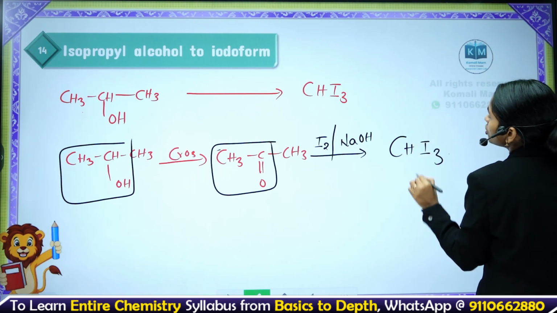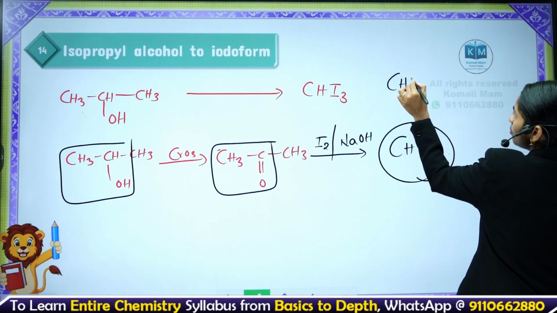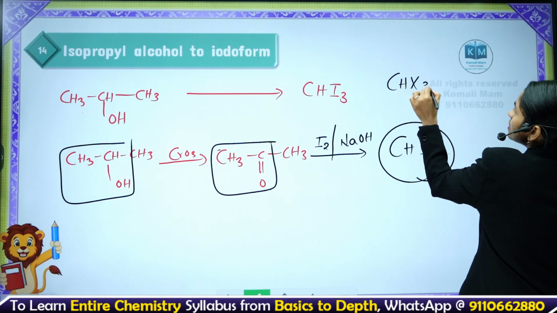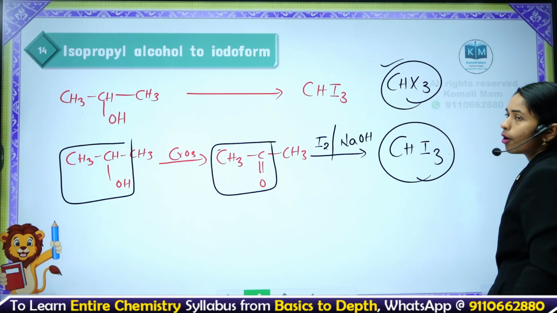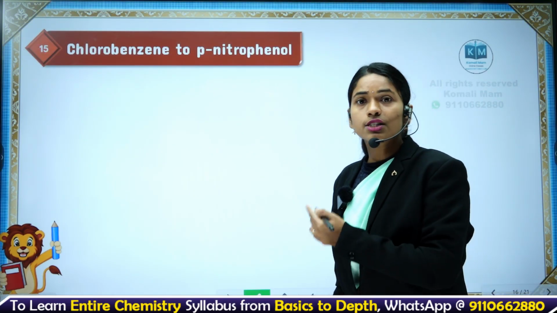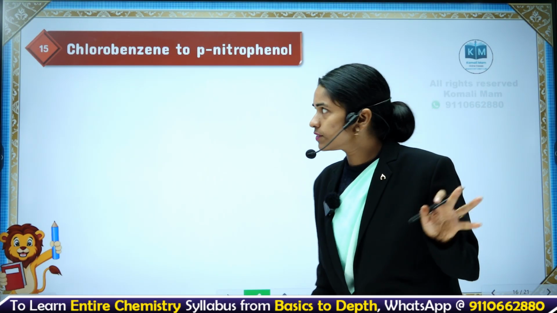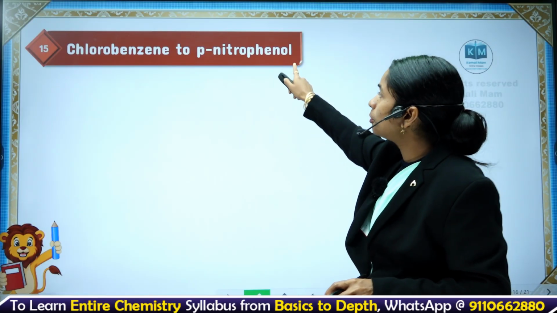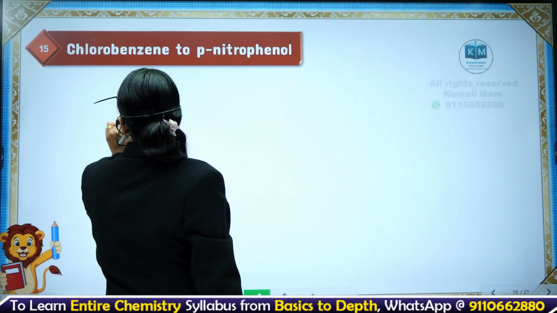What is the haloform general formula? Here the mechanisms I am not discussing. CHX3. Okay, what is the iodoform formula? CHI3 is the formula. Okay, next. This is the haloform reaction it is following. Chlorobenzene to paranitrophenol. Next conversion.